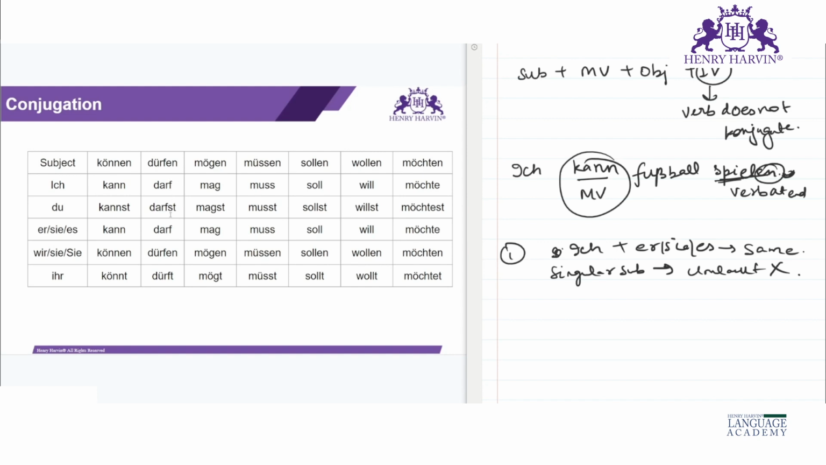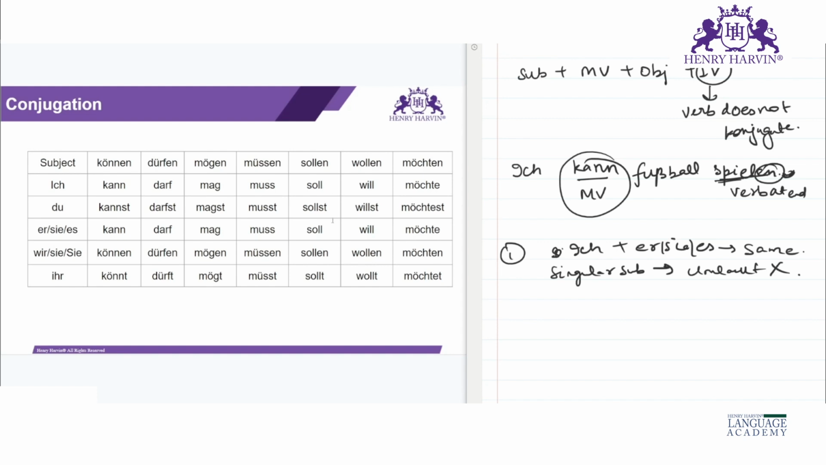Ich darf, du darfst, er/sie/es darf, wir/sie dürfen, ihr dürft. Ich mag, du magst, er/sie/es mag, wir/sie mögen, ihr mögt. Ich muss, du musst, er/sie/es muss, wir/sie müssen and ihr müsst. Müssen means must and also have to.